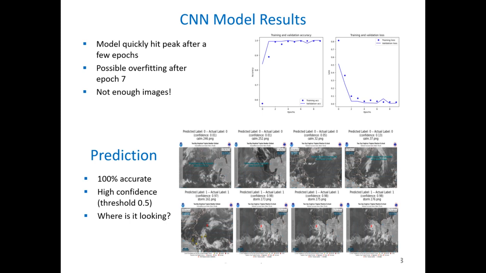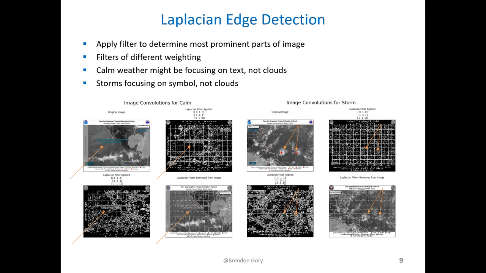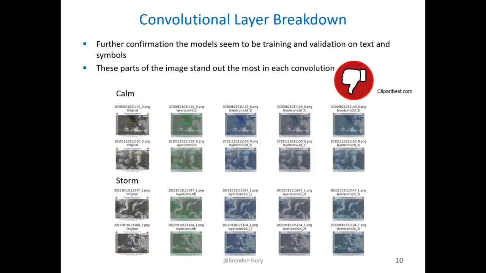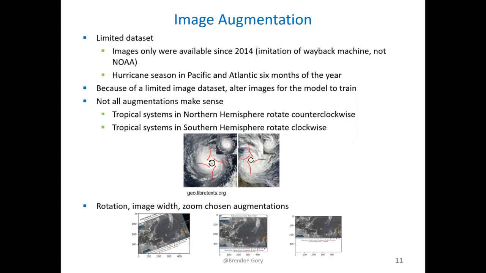The training immediately got to 100% accuracy, and the loss was also very impressive, but we weren't sure exactly how accurate this was. By looking at each layer, we were able to determine that this might be focusing on the text rather than the actual cloud images. Further layer breakdown shows that the text is more prominent than the images of the clouds.